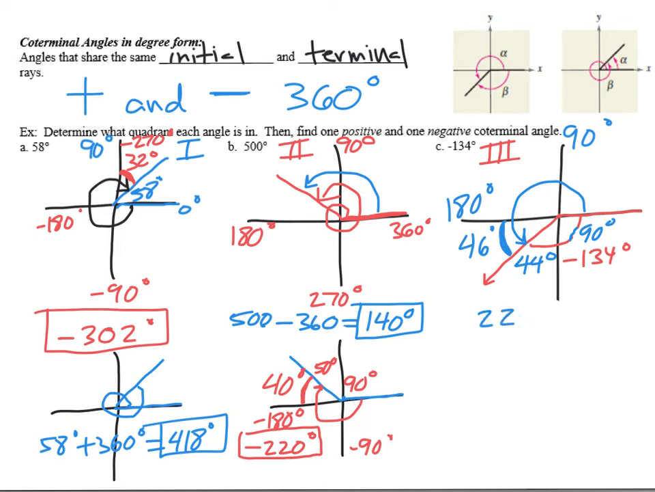Now that can get a little bit tricky on the diagram, and you might be thinking, you're telling me I could have gotten from negative 134 to 226 just by adding 360? Yep, sure could.